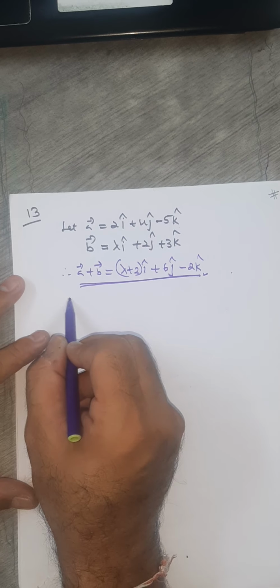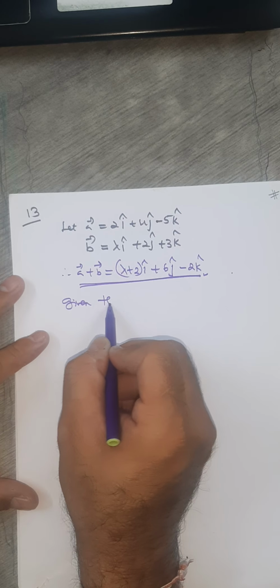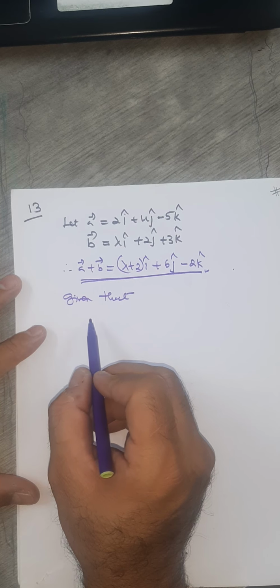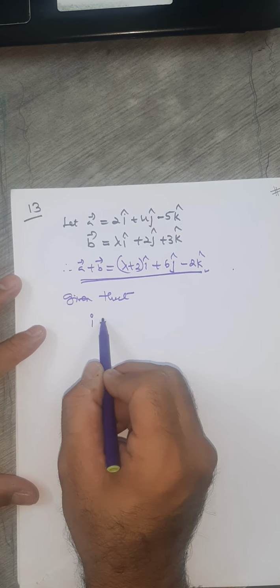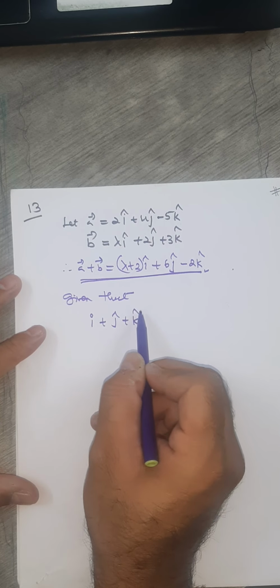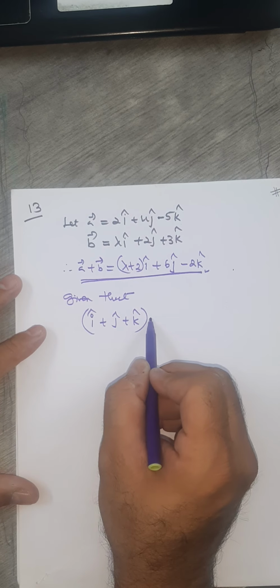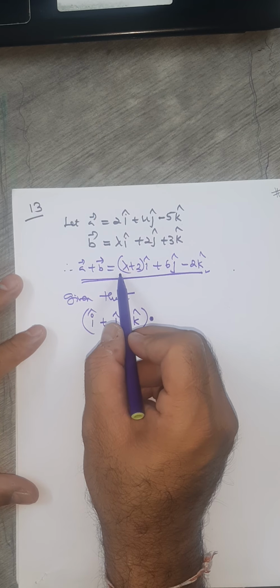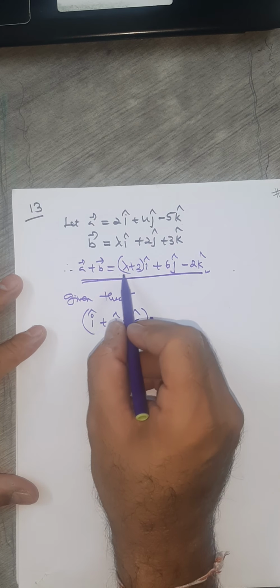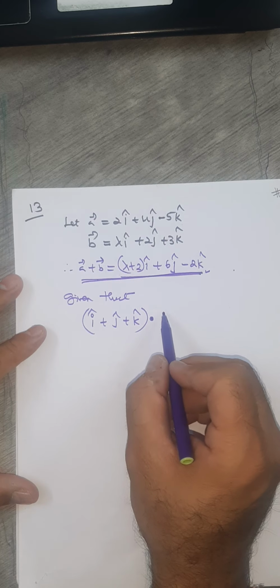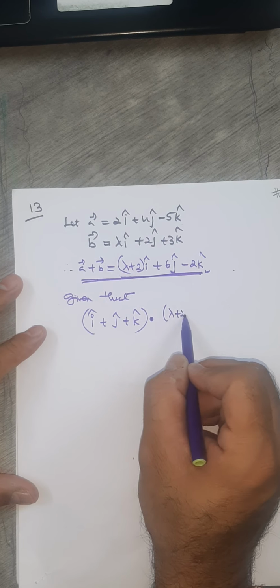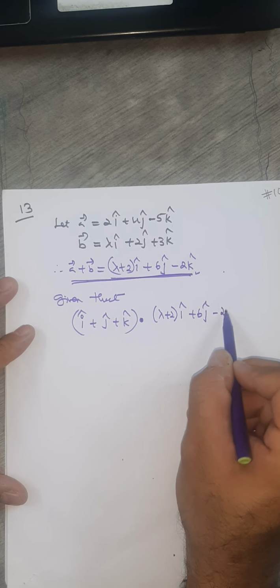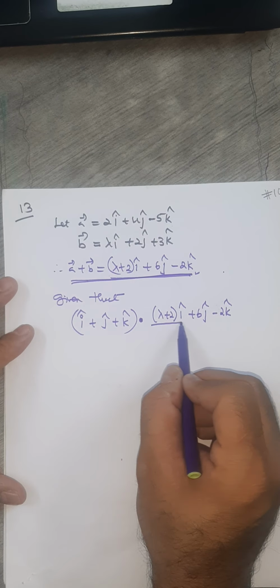Now what's given in the question? Just read the question. You are given the scalar product, scalar product means dot product, of i plus j plus k, this vector, with a unit vector along the sum of these two. So you need a unit vector in the direction of this. How do we get this? Vector upon its magnitude. You know, we did this thrice in the previous session.